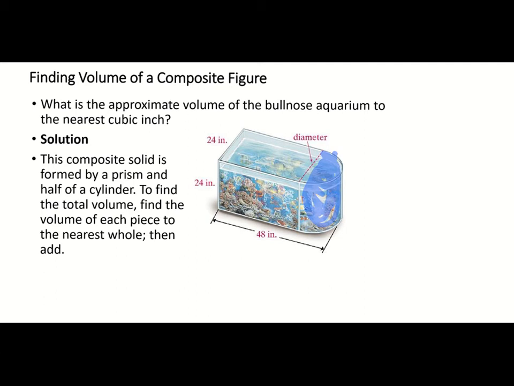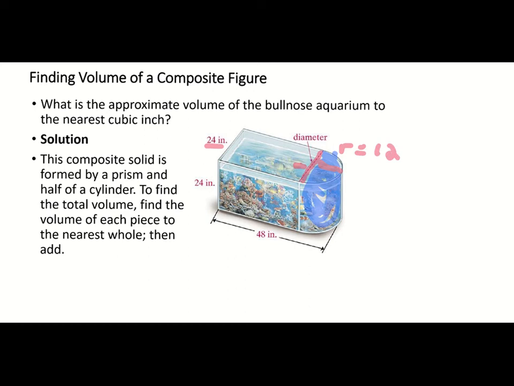So let's start with looking at our cylinder, and this is the diameter of the cylinder. So that means if this is 24 inches, because it's rectangular here, this is going to be 24 inches. So that means my radius, if the diameter is 24, remember the radius is half the diameter, so the radius is 12.